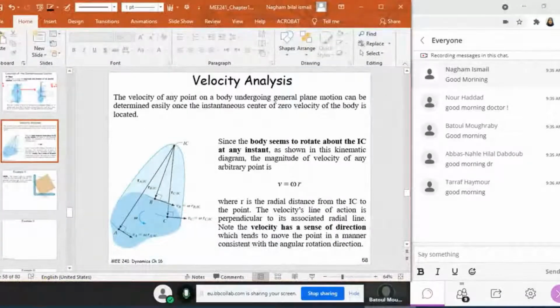Good morning, guys. So in this solving session, we're going to solve about the instantaneous center of zero velocity for a rigid body, as well as the acceleration. Are you seeing the screen and hearing me, guys?